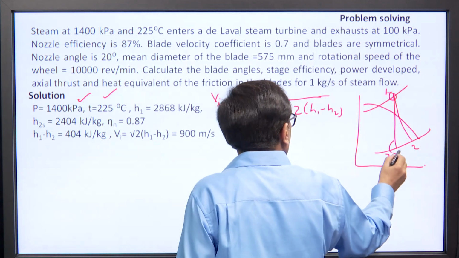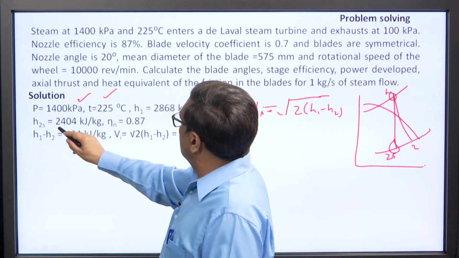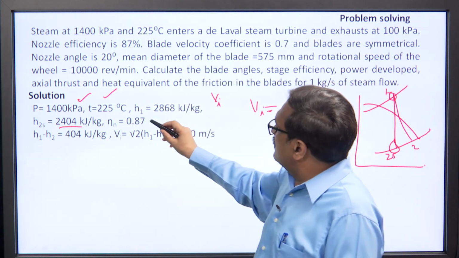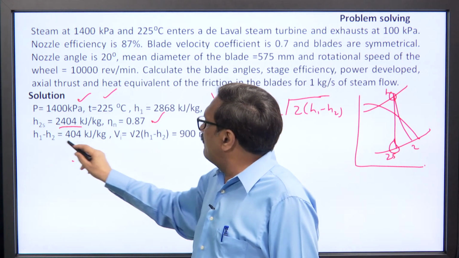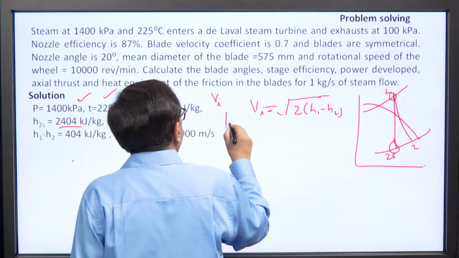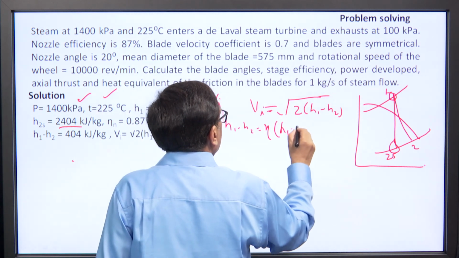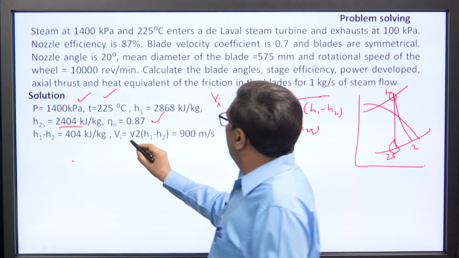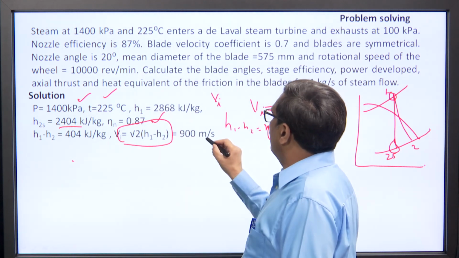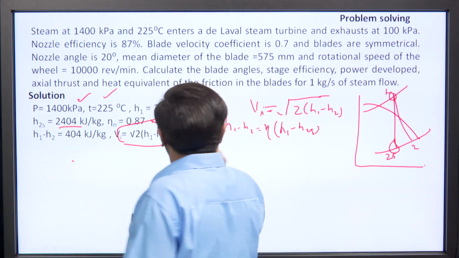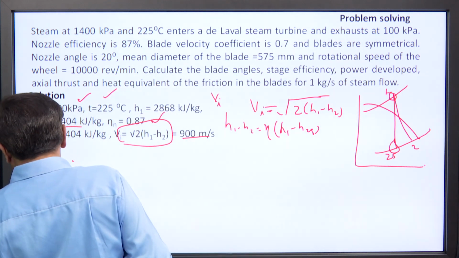At this point we draw a vertical line and we can find this value. Nozzle efficiency is given to you. With the help of that we can find h1 minus h2 is equal to nozzle efficiency into (h1 minus h2s), and with this equation we can find the value. So, V1 we have found out is 900 meter per second.